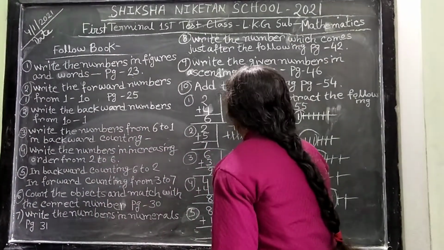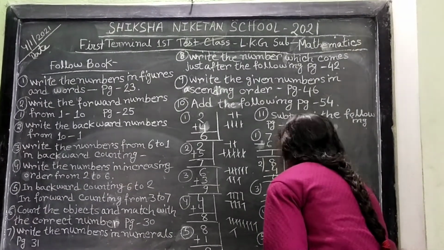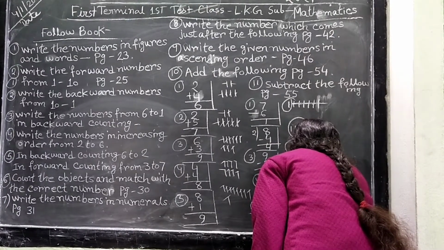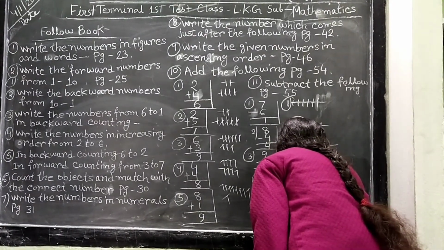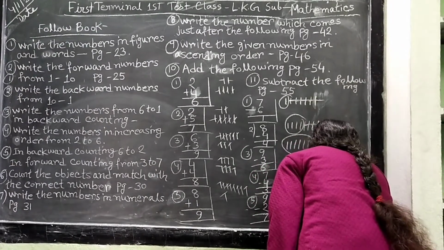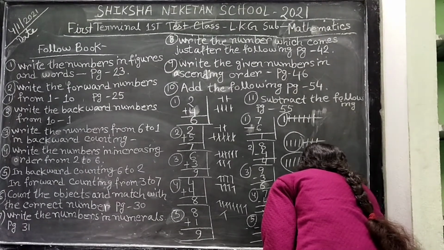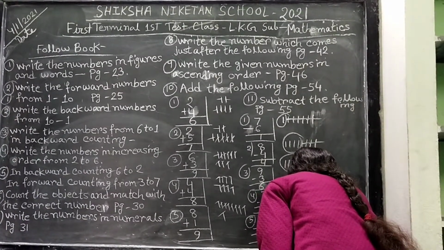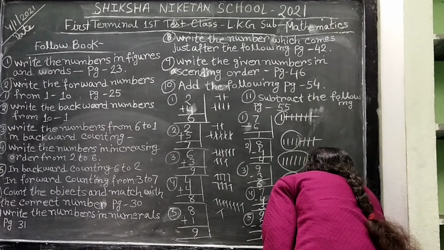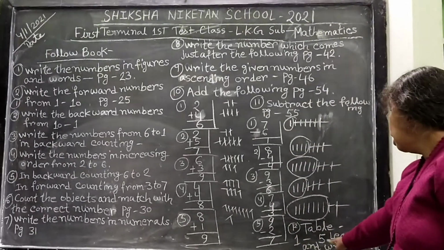This is your mathematics syllabus. Syllabus number 12: tables 1 to 5. Learn and write. Number 12, table 1.